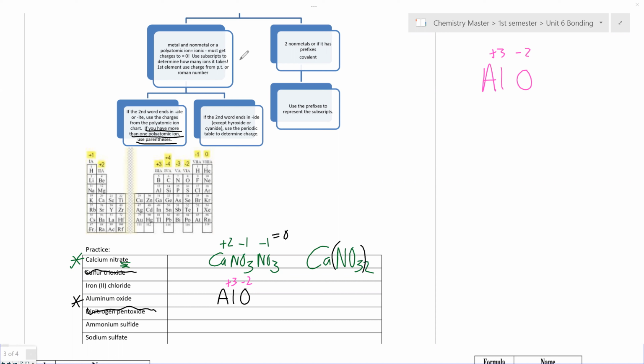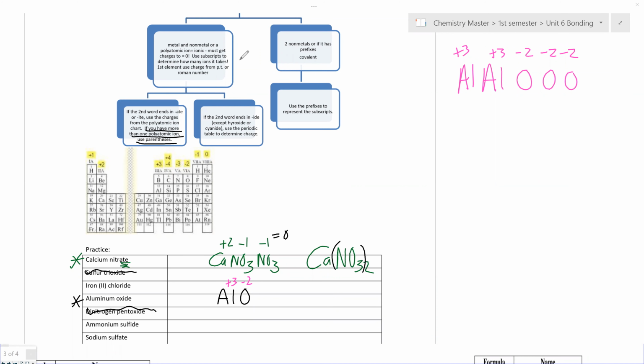2 aluminum and 3 oxide? Okay, let's see if you're right. So Marco says 3 and 3, Marco, is that what you said? No, 2 aluminum and 3 oxygen. Okay, 2 aluminum, and he said 3 oxygen. So let's see what that gets us.